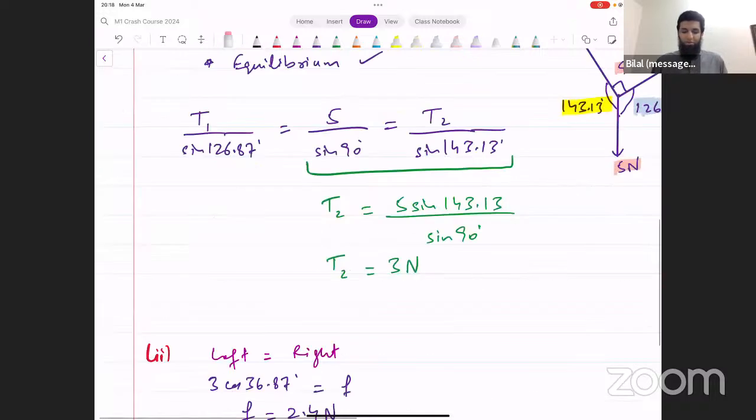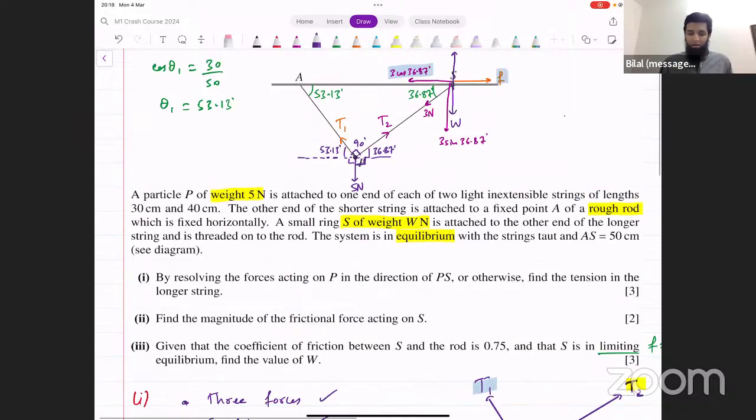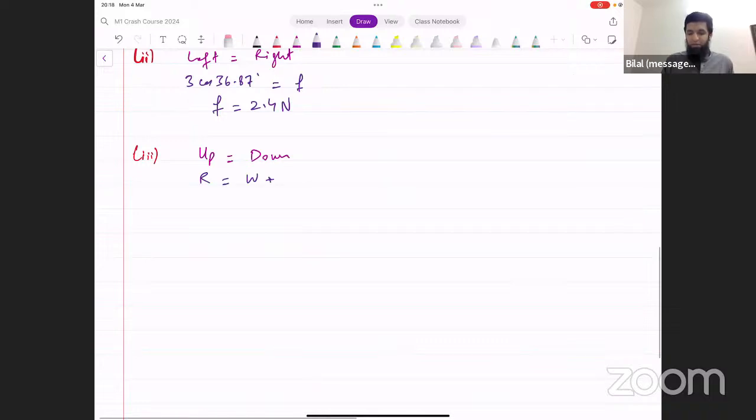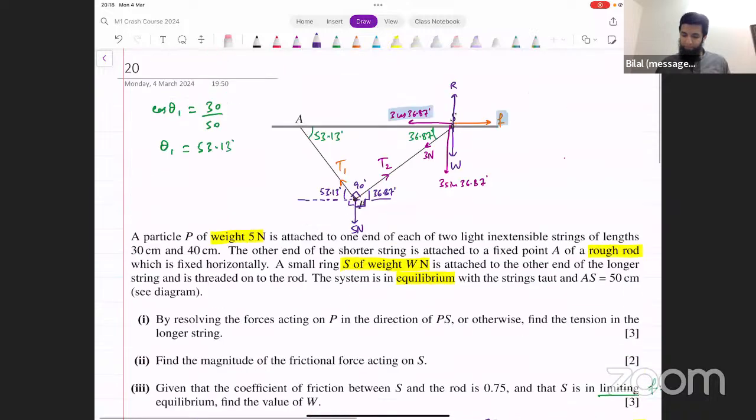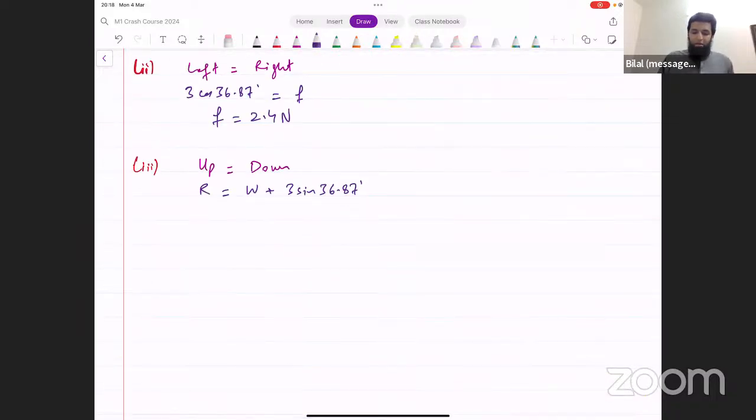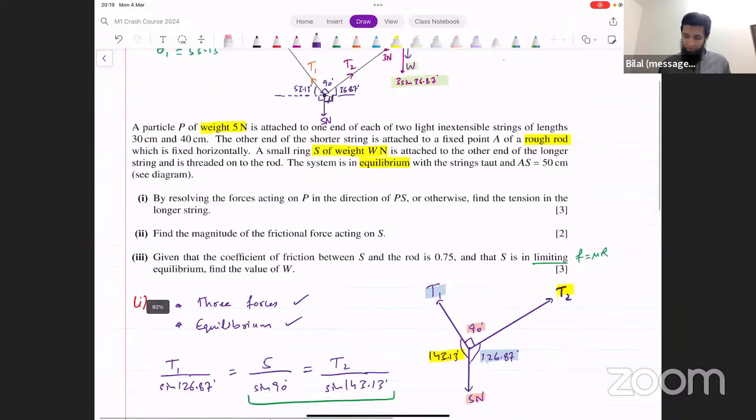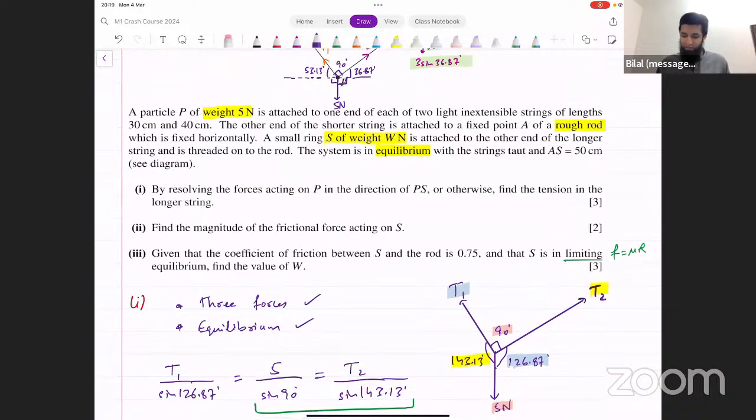That's what we do. We say upwards forces should be equal to the downward forces. Upward forces are R, and the downward forces are W and 3 sine 36.87. We're just equating them. Now, we have to find the value of W. That's what we are looking for. And we're given the coefficient of friction, which is 0.75.